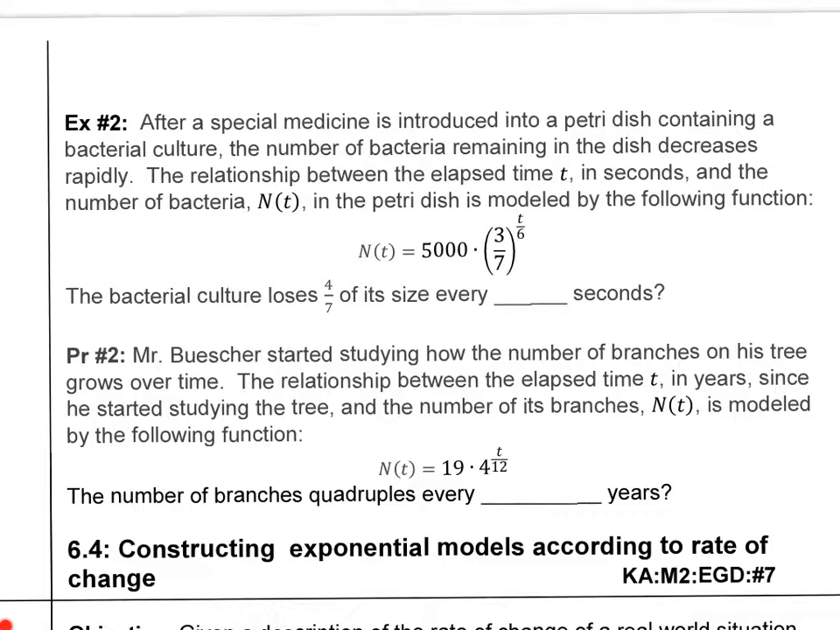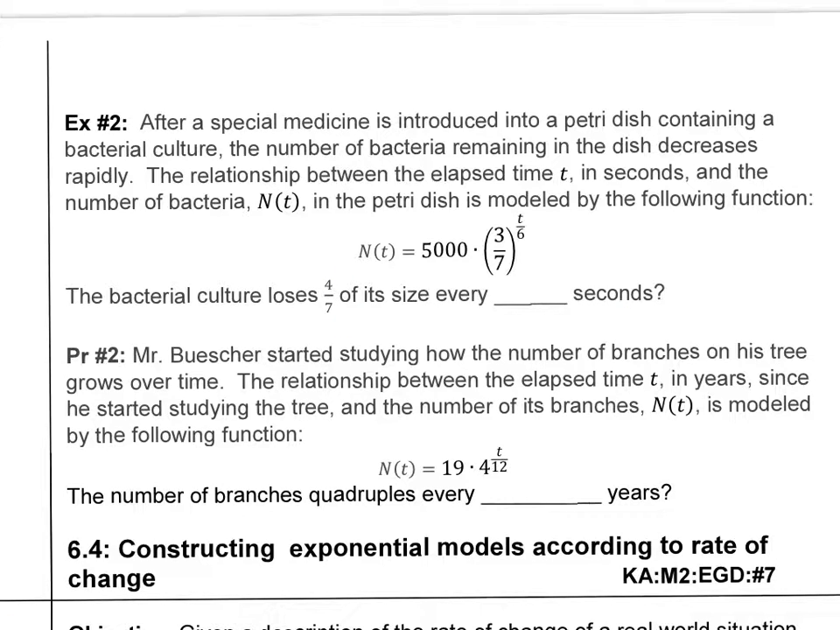containing bacteria, the number of bacteria remaining in the dish decreases rapidly. So it makes sense that that's less than 1. And then we have this t over 6. What's that all about? Well, let's think about this. It says the bacterial culture loses 4/7 of its size every blank seconds.